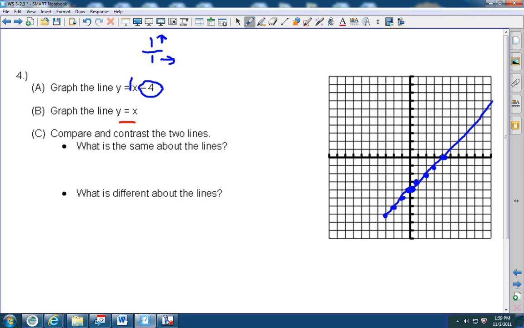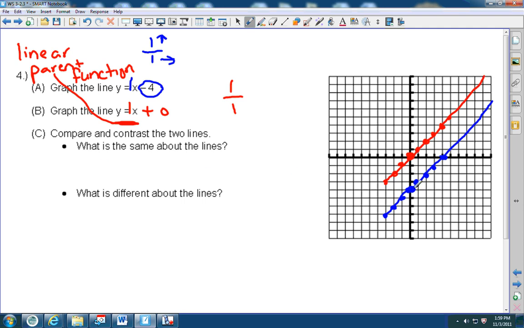Does anybody remember what this line is called? It's a special one. Remember, it is the linear parent function. Okay, so what is the y-intercept? Plus 0. So we're going to start here at plus 0. Now the slope for this one as well is 1. That is 1 over 1. So I'm going to go up 1 and to the right 1, and keep going. Now I can also go down 1 to the left 1, and I can draw my line.